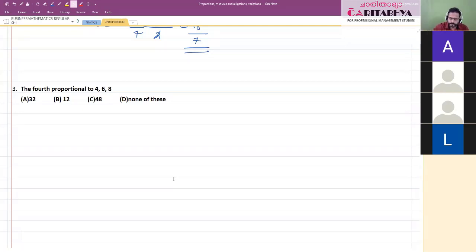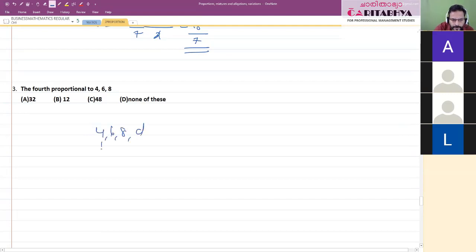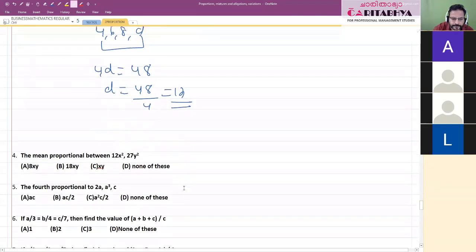12. Here we have 4, 6, 8, D. Product of extremes, so 4D equal to 48, D equal to 48 divided by 4 equal to 12. Then next question.